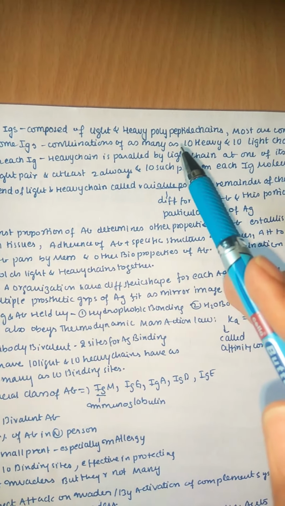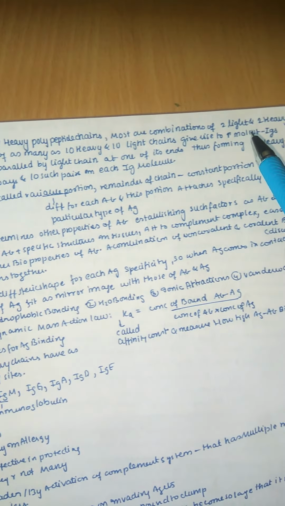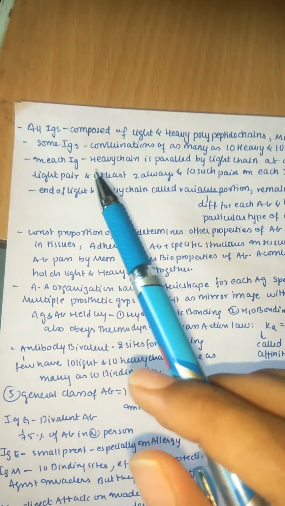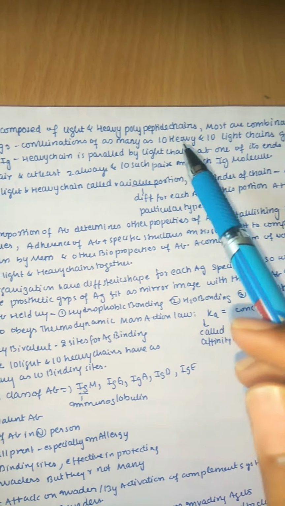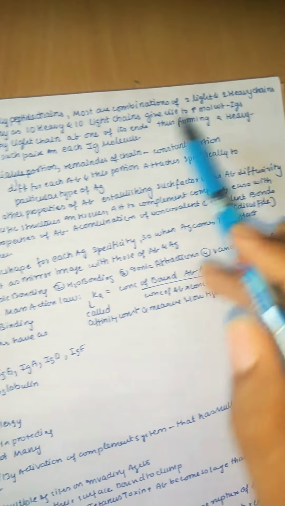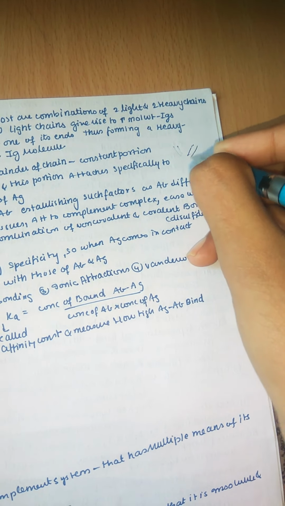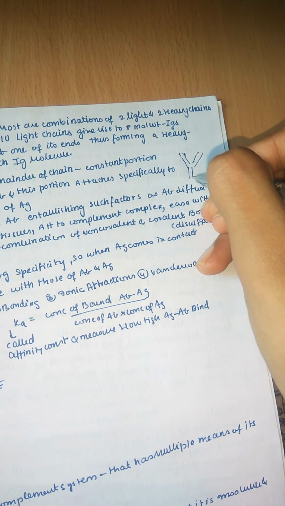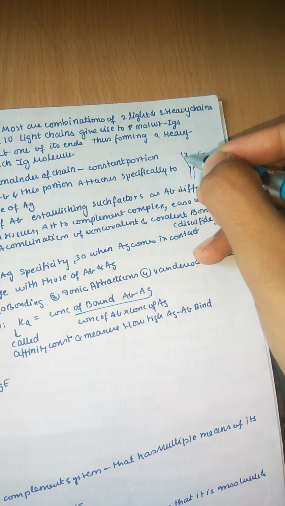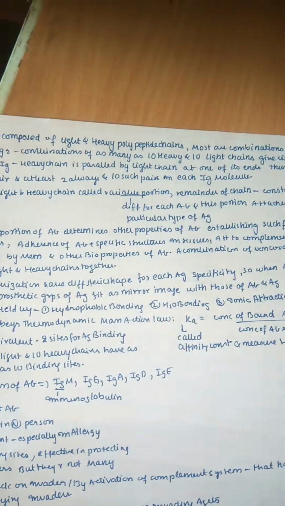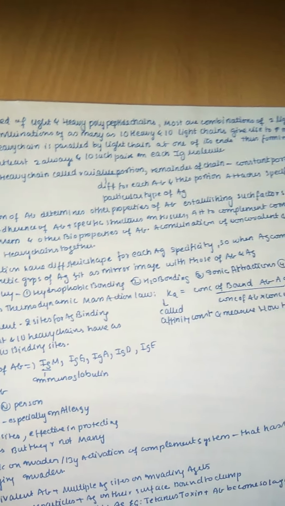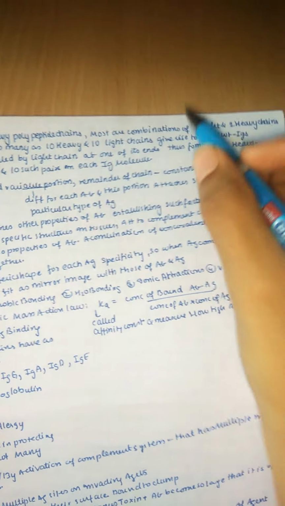Immunoglobulins are mainly composed of light and heavy polypeptide chains. Most are combinations of two light chains and two heavy chains. Some immunoglobulins are combinations of as many as 10 heavy chains and 10 light chains. Normally we have two light chains and two heavy chains. For example, an immunoglobulin looks like this. Here you can see the two light chains and two heavy chains arranged like this, but sometimes there are big immunoglobulins that may have 10 heavy chains and 10 light chains, which gives rise to an increase in molecular weight. You can understand that more chains means more molecular weight.